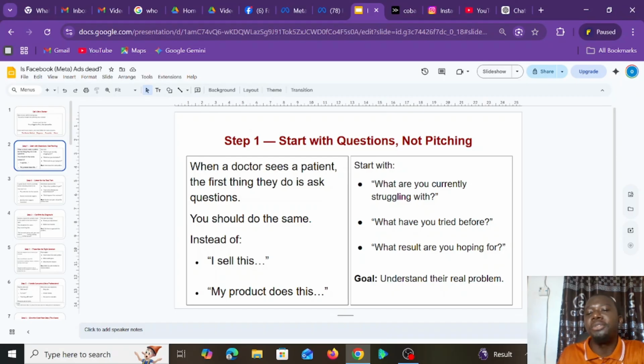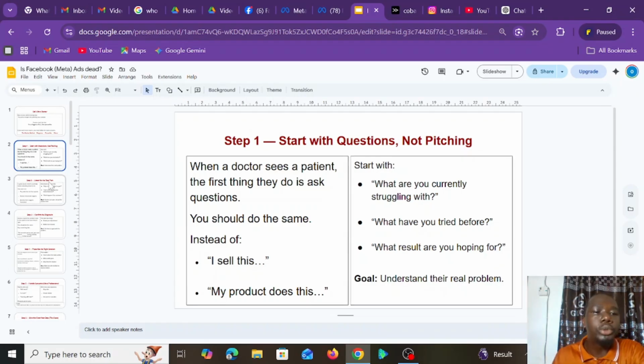What have you tried before? What result are you hoping for? Now, the goal of these questions is to understand the real problem. If you don't understand the real problem, you might not be able to provide a real solution. And when a patient knows that you understand how they are feeling, they trust your prescription because they see you as a professional. So always start with questions. Don't start with pitching. Let your prospect speak.